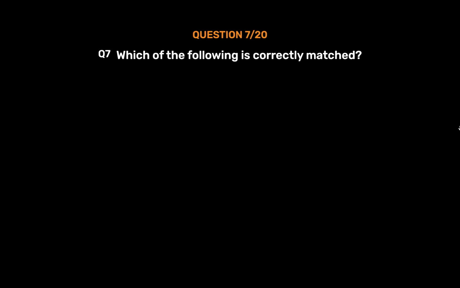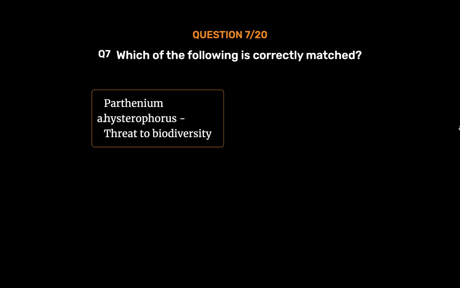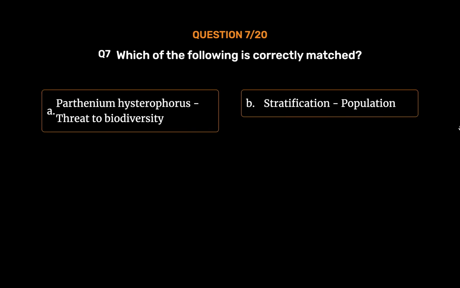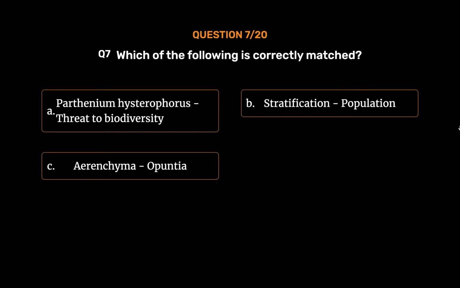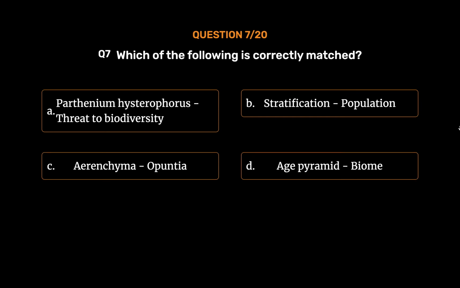Question number 7. Which of the following is correctly matched? Option A. Parthenium hysterophorus, threat to biodiversity. Option B. Stratification, population. Option C. Parenchyma, Upansha. Option D. Age pyramid, biome. The correct answer is Option A.